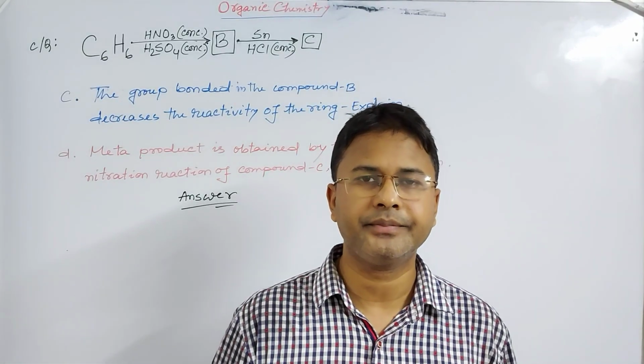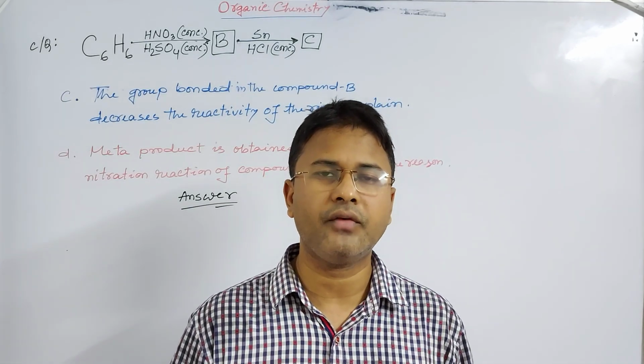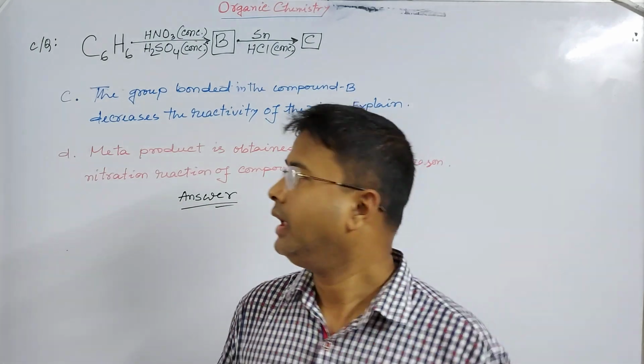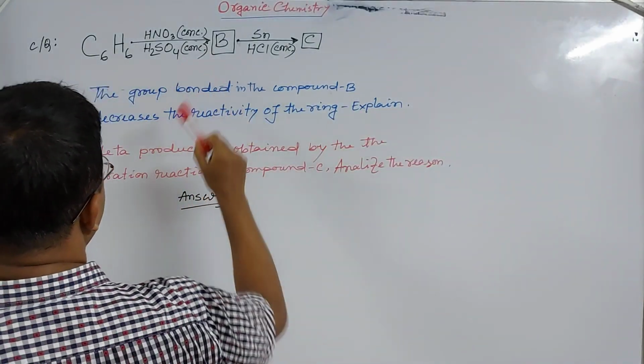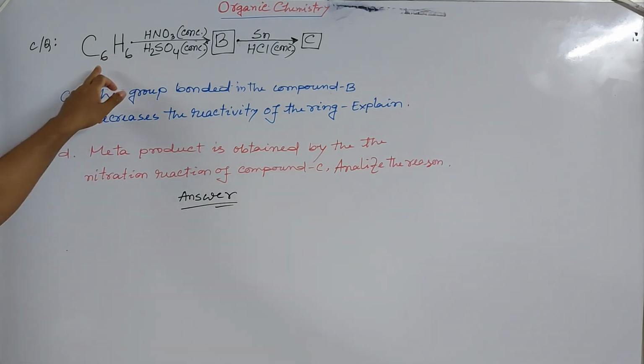I am also fine. Today I am going to teach you the creative questions of organic chemistry. And this question is related with the aromatic part of organic chemistry. And the stem is actually C6H6, benzene.